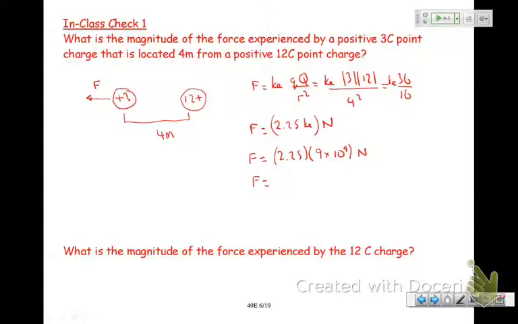So that is equal to whatever that works out to be. I'm going to cheat a little bit and say it's going to be about 2.1 times 10 to the 10, I think, newtons. Yeah, something like that, approximately. You can't use the approximate symbol, but I can. Okay. So not bad. What is the magnitude of the force experienced by the 12 Coulomb charge? Can you write it down for me?